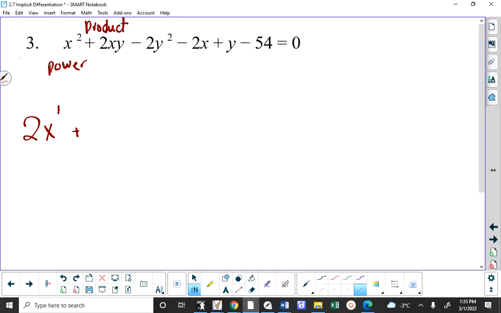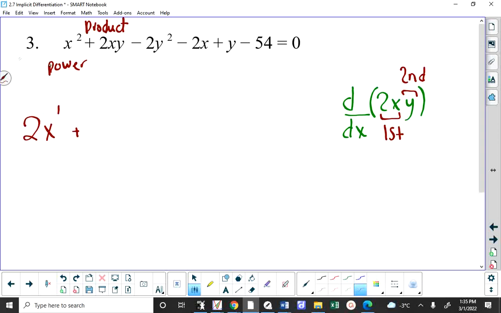I know that everybody in the room will be tempted when you differentiate 2xy to do something like this. Because you'll say, well, the derivative of x is 1 and the derivative of y is dy dx. But that's not how you find the derivative of a product. You have to use the product rule. So the derivative with respect to x of 2xy is found by taking the derivative of the first times the second plus the first times the derivative of the second.